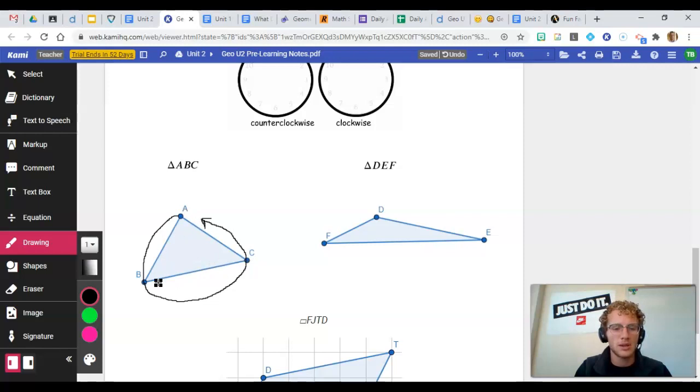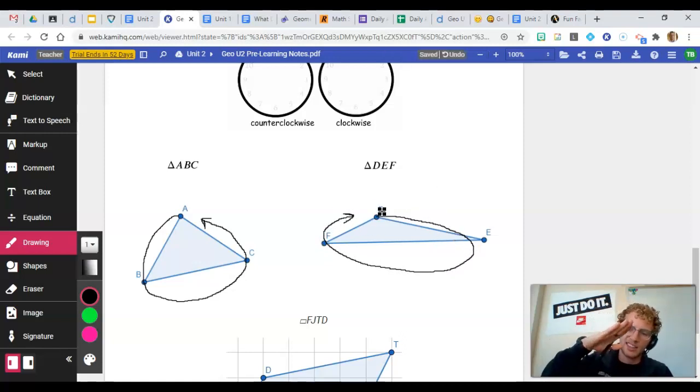So if we go ABC, we draw a circle through those points, we will be able to see that that's counterclockwise. Over here for DEF, if we start with D, we go around E, come over to F, and back around, we can see that that's clockwise. It almost looks like a clock kind of laying like that.